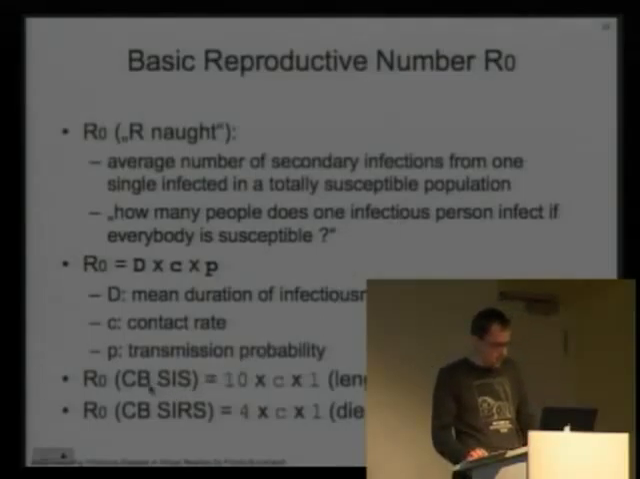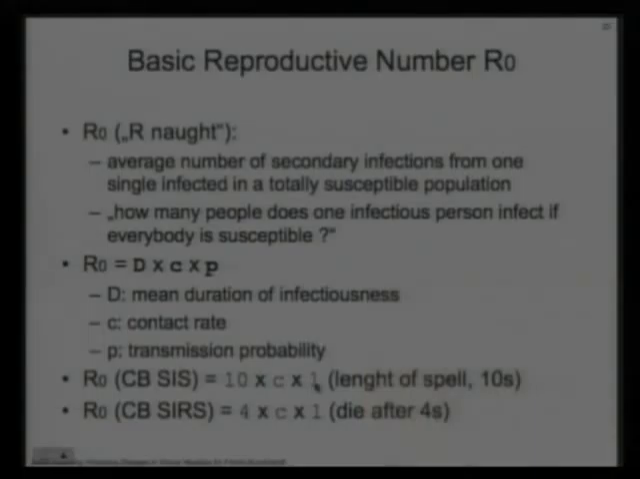And in the SIS case, for example, we have the duration, which is 10 seconds. The transmission probability is insane. It's 1. It's just, well, not stupid, but it never happens in nature. And the contact rate is left over. In the SIRS case, I just assume that you die after 2 seconds. So, like after 2 blows, you're dead. So you remain infectious for 4 seconds.